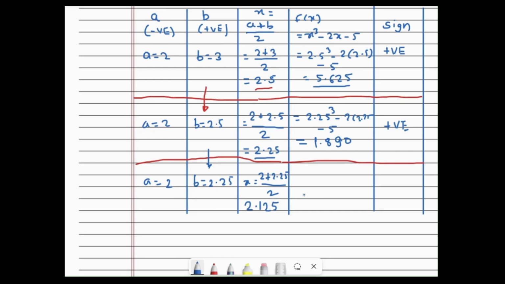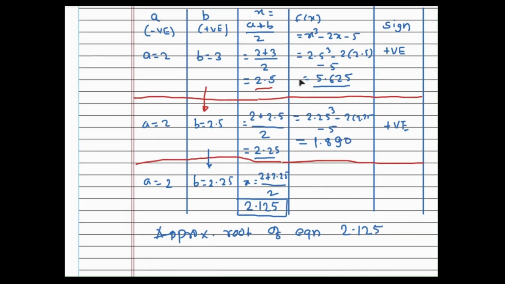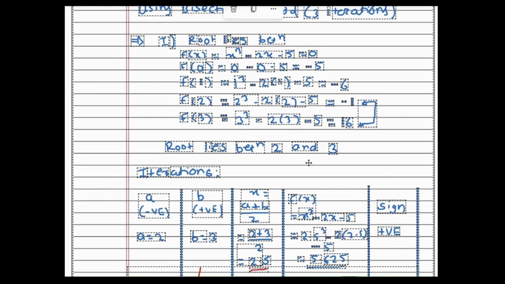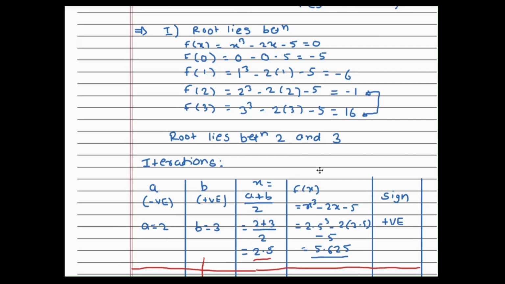As we complete the third iteration, we need not calculate any further function. So this completes the answer. After the iterations, we can conclude that the approximate root of the equation is 2.125. So this is a 4-mark problem. There are 2 steps. The first part is finding out the domain in which the root lies, and the second part is actually carrying out the iterations. Okay.